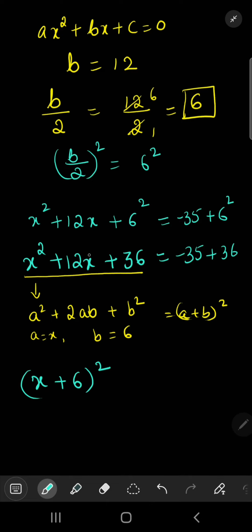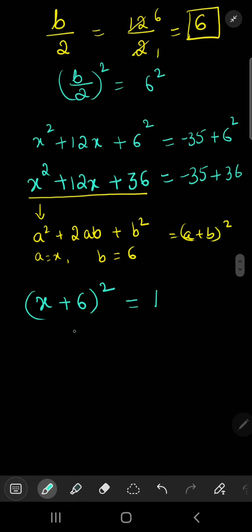If your question is where did 12x and 36 go, then please refer to this. I have written x square plus 12x plus 36 as a square plus 2ab plus b square, where b square is 36. So the b value is 6 and the a value is x, which gives x plus 6 the whole square is equal to 36 minus 35, which gives us 1.